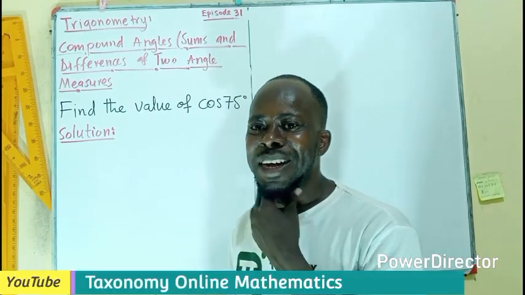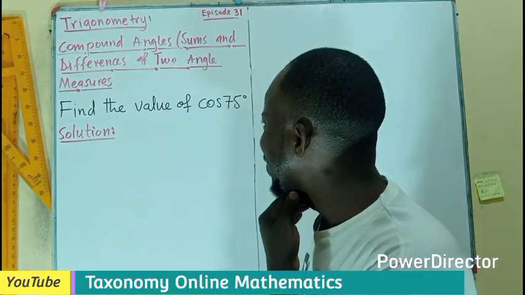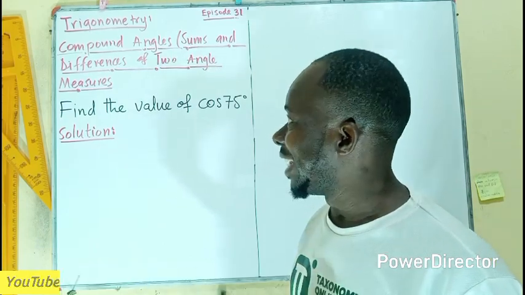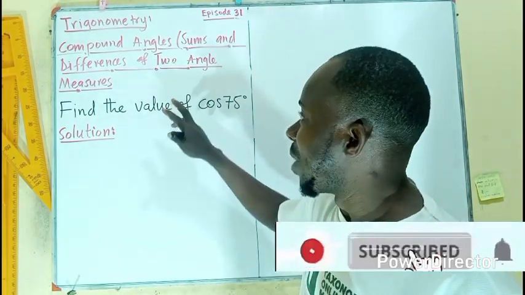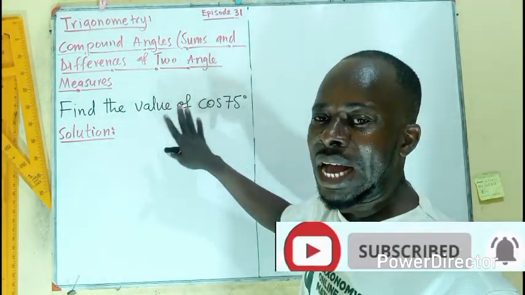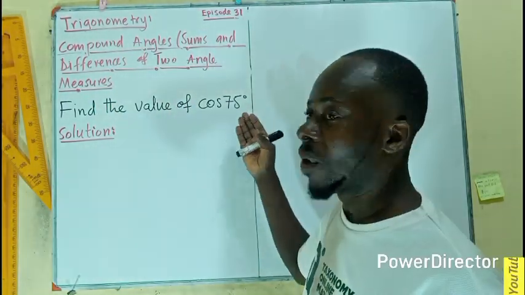Hello, welcome. Looking at this question, find the value of cos 75, you'll be asking, why am I solving this? This is to buttress the point we did in the previous episode, the compound angle, and how we can use the compound angle to solve questions like this.